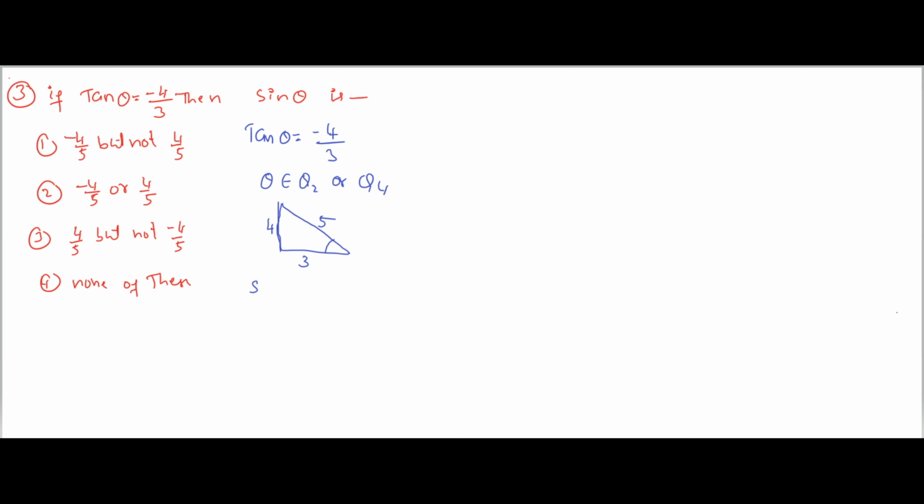In Q2, sin theta is positive, or in Q4 sin theta is negative. That is, from this figure, sin theta is equal to 4 by 5 or minus 4 by 5. That is, the second option is correct.